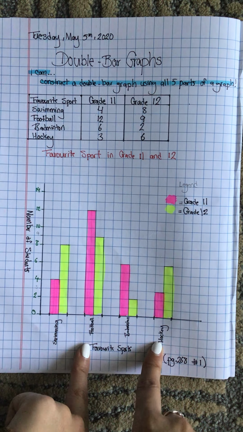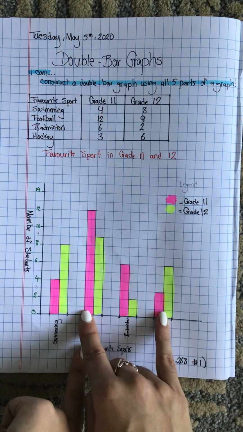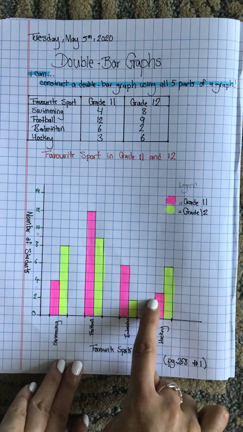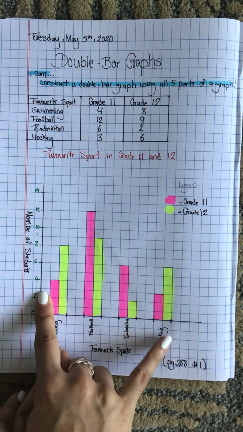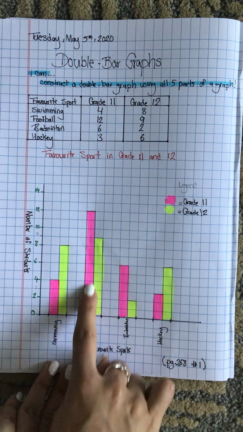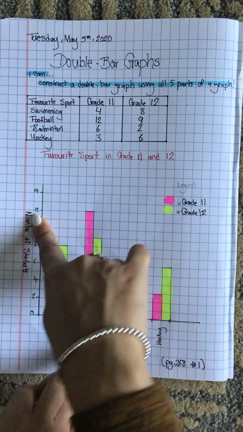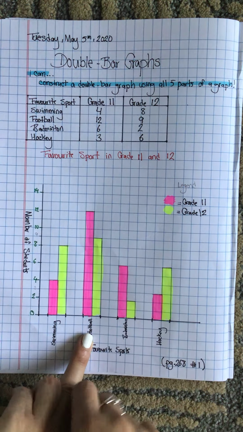Another thing I can say is that if I look at the difference, and remember when I said differences, you can actually subtract. Since there are only 3 students who like hockey, but there are 12 students who like football, there are 9 more students that like football than hockey. Now that's a little bit more advanced, but you can do subtraction, right?